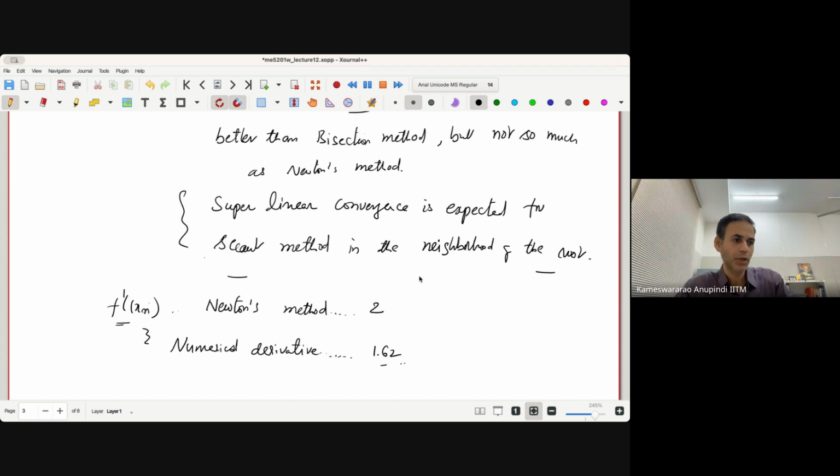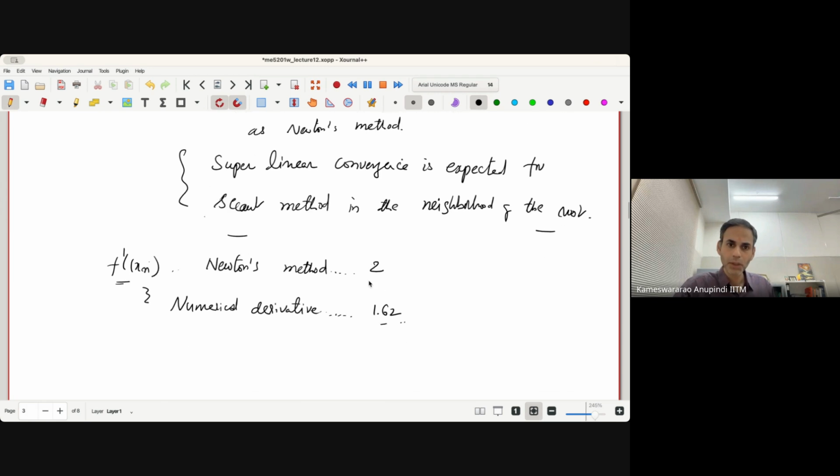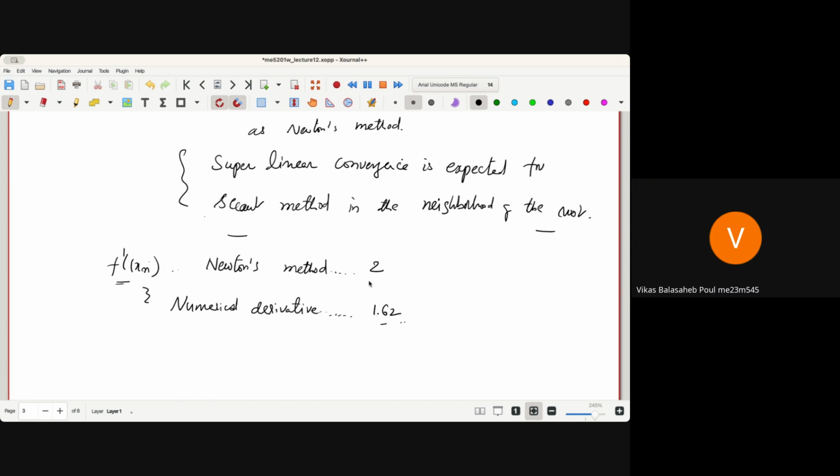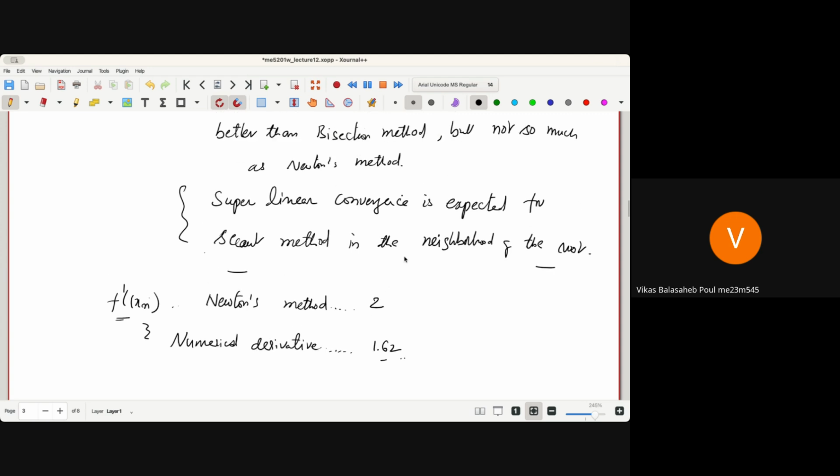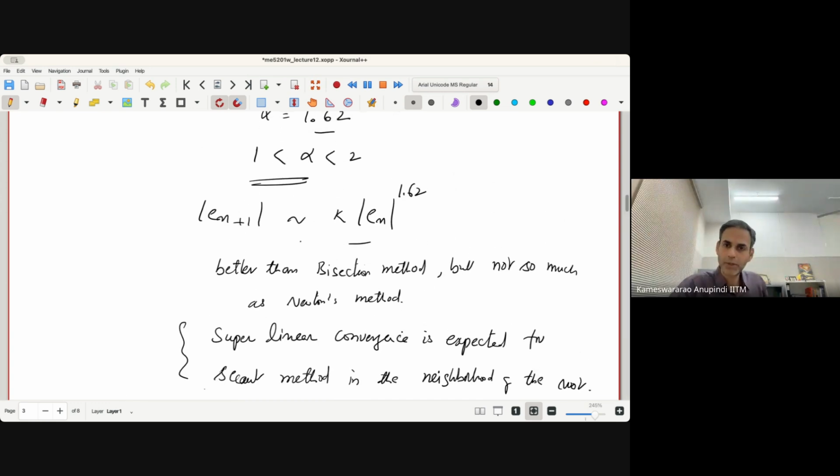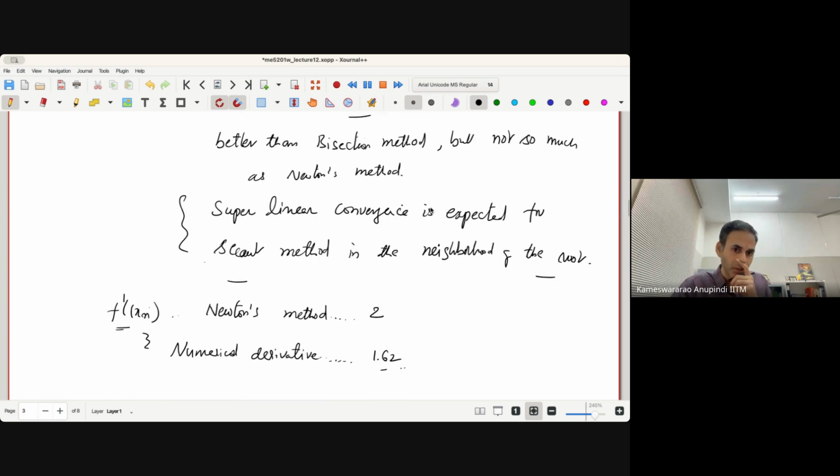Any idea what it could be because of, any comments, anybody? Sir, is this related to that exponent comparison step where we are comparing the exponents, but the coefficients may not be the same? No, no. Exponent comparison is fine. From exponent comparison only we're getting 1.62. But why did it drop?